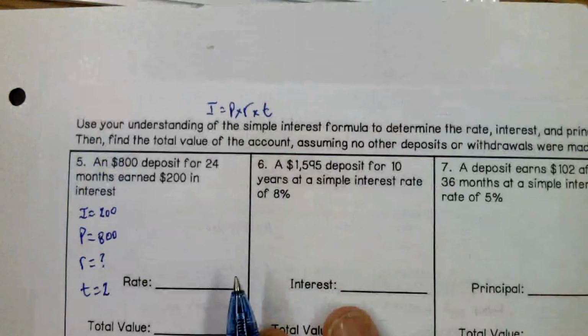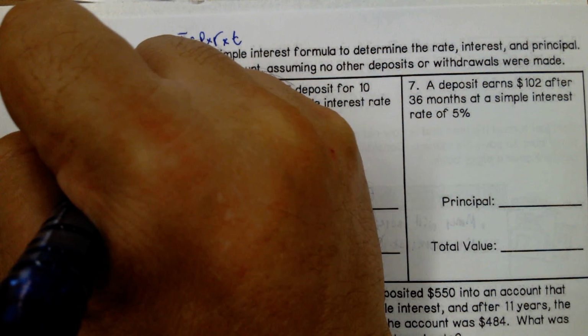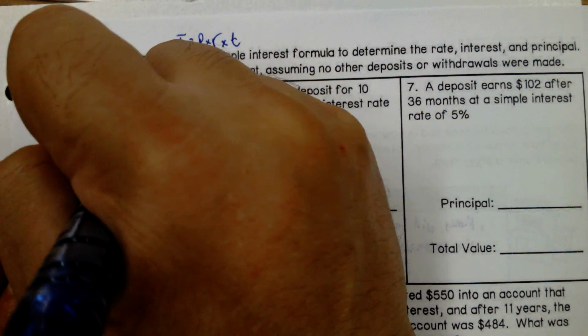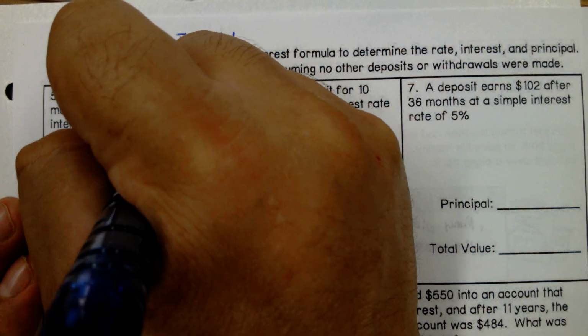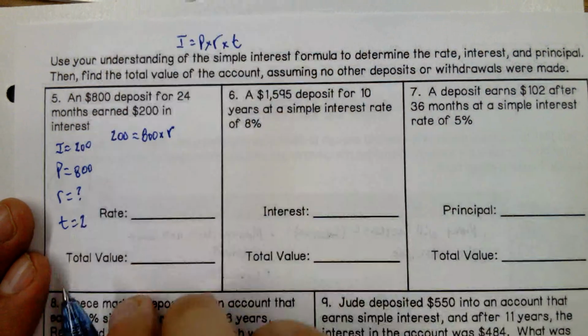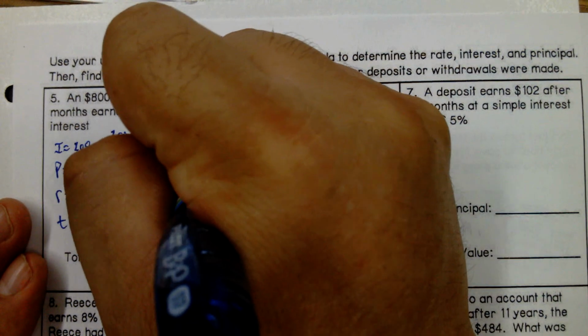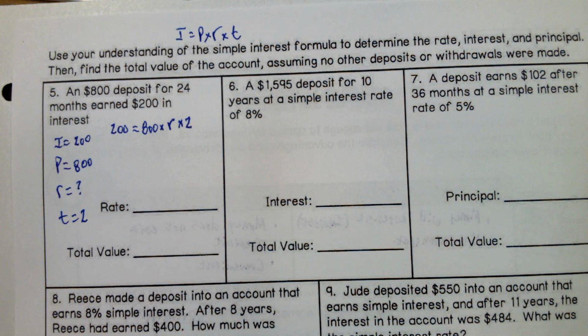So what we're going to do is fill in our formula, but we're not going to know the rate. So let's just do that. Interest, 200, principal, 800, times rate. I'm going to just leave it as R. And then time is 2 years. So we get this: 200 equals 800 times R times 2. So it's an equation that we have to solve.